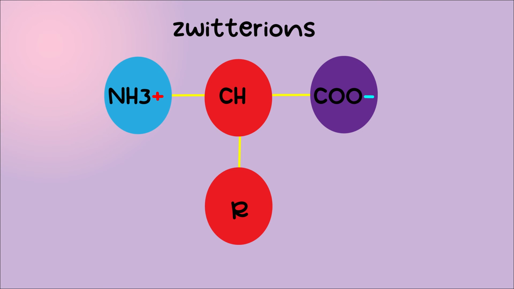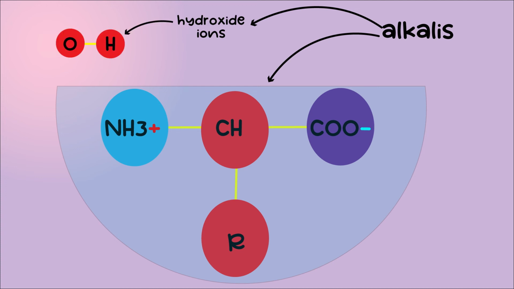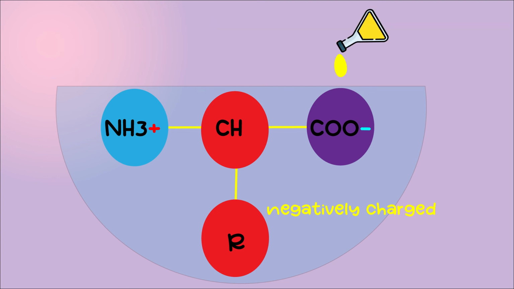So now the second case: if we increase the pH of the solution by adding alkalis, like adding hydroxide ions, OH negative, which consist of an oxygen and a hydrogen atom held together by a single covalent bond. When we add the hydroxide ions to the solution, the NH3 plus is going to lose its hydrogen atom and become neutral. The third case is adding acids to the amino acid solution.